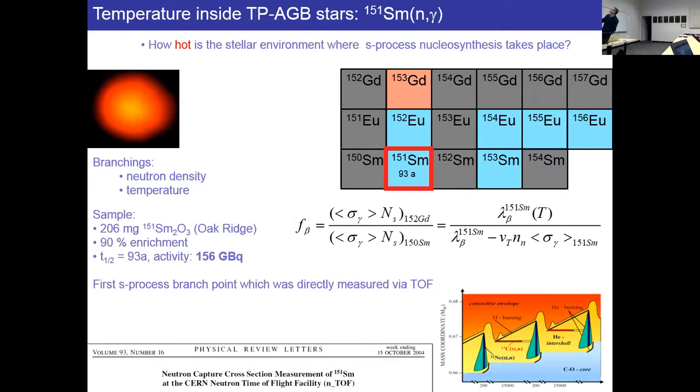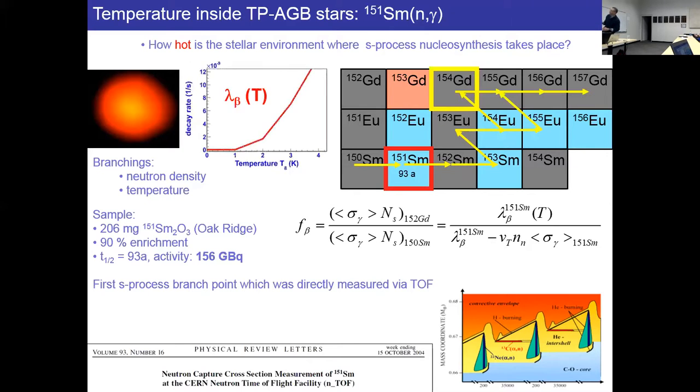I have a couple of examples to show you, for example, how we constrain thermal conditions in thermally pulsing AGB stars. This is a measurement we did on samarium-151, which has a beta decay rate that is sensitive to the temperature of the stellar environment, because of some excited states at low energy, which decrease the effective half-life at stellar temperatures. So by measuring the neutron capture cross-section on this, and using this dependency of the beta decay rate on the temperature, you can constrain the thermal conditions mainly during the helium shell flashes, which occur in thermally pulsing AGB stars. This is what we do. You have more details in this publication here.